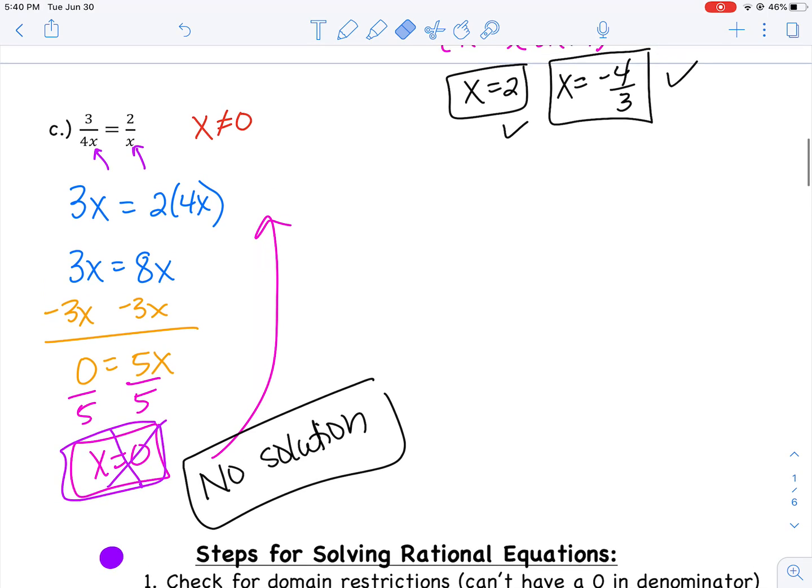So always, always, always look for those domain restrictions, and then make sure you double check your answer that it doesn't include any of those restricted values.